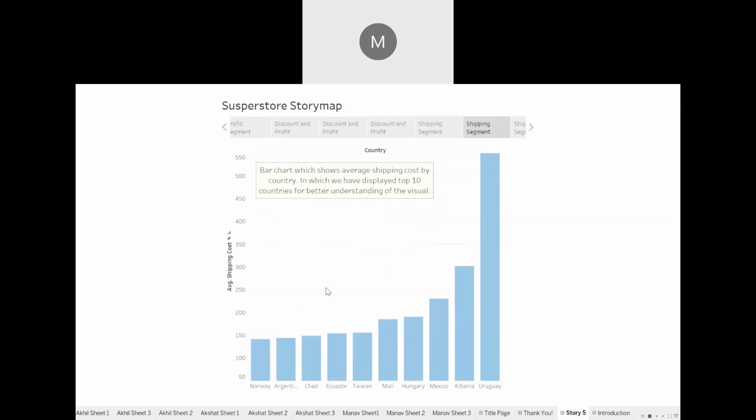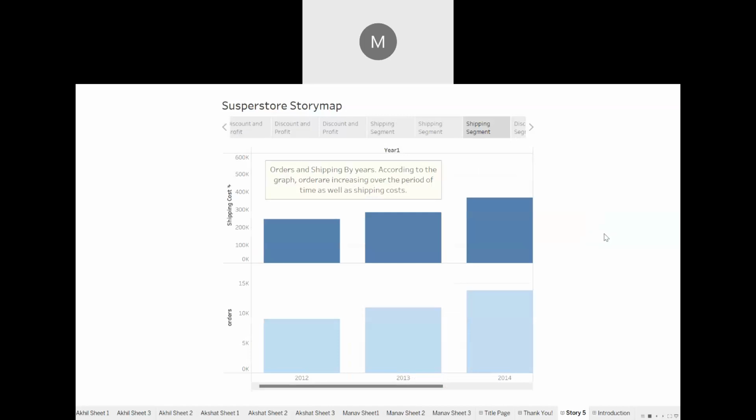So as we can see, Norway has the minimum average shipping cost, which is around 141, and the highest one is Uruguay, which is around 630. So it depends on their product or the order quantity. The thing is, if a country's orders are low, then the average shipping cost would be low. And if many countries have a maximum amount of orders, then the shipping cost gets higher due to the demand and the shipment.